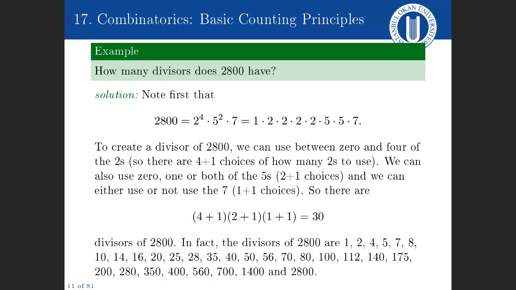And one final example in this chapter. How many divisors does 2,800 have? A divisor is a whole number, a natural number, which will divide 2,800 and leave a whole number, a natural number.